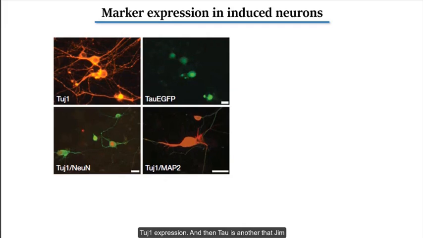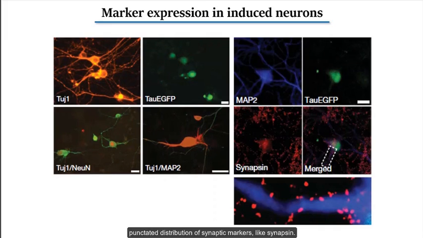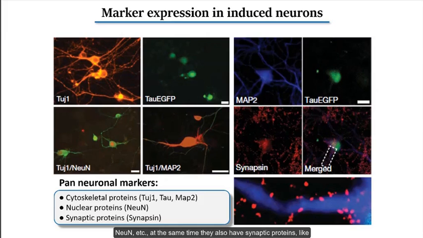expression is there. Then TUJ1 and MAP2, and a new one, NeuN, which is a mature neuronal marker, and that expression is also there. So all these pan-neuronal markers are there. At the same time, they have a really beautiful punctate distribution of synaptic markers like synapsin. The synapses are formed along the dendrites in specific locations, and you can label them with the synapsin markers as a punctate distribution. So yes, these cells express TUJ1, MAP2, NeuN, etc. At the same time, they also have synaptic proteins like synapsin.